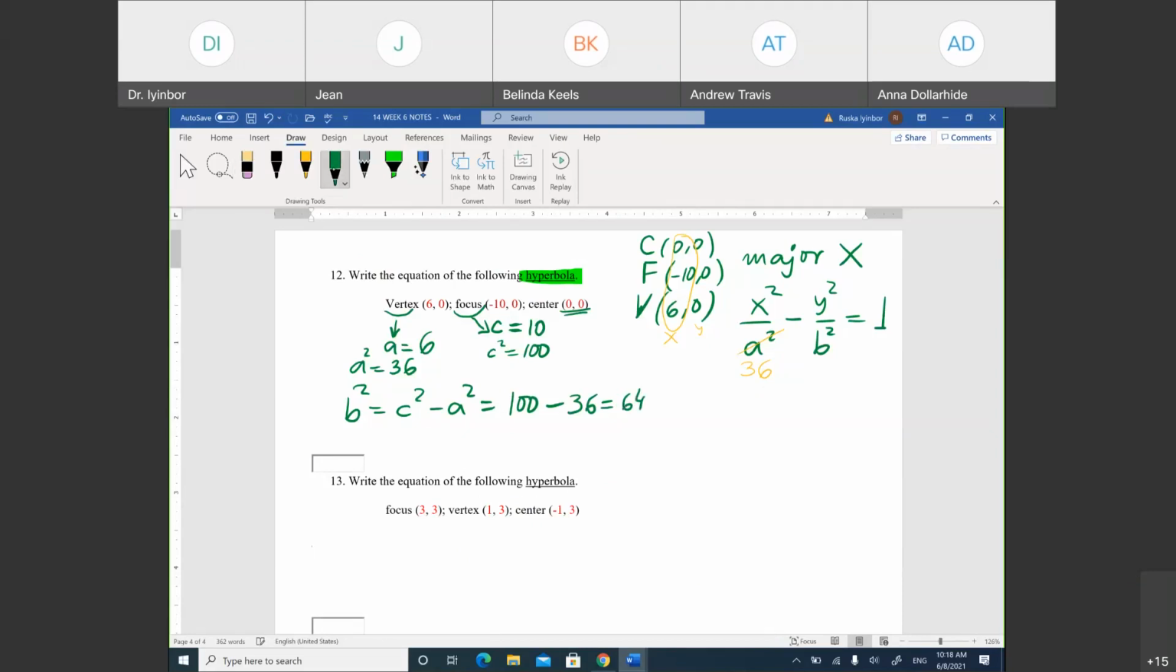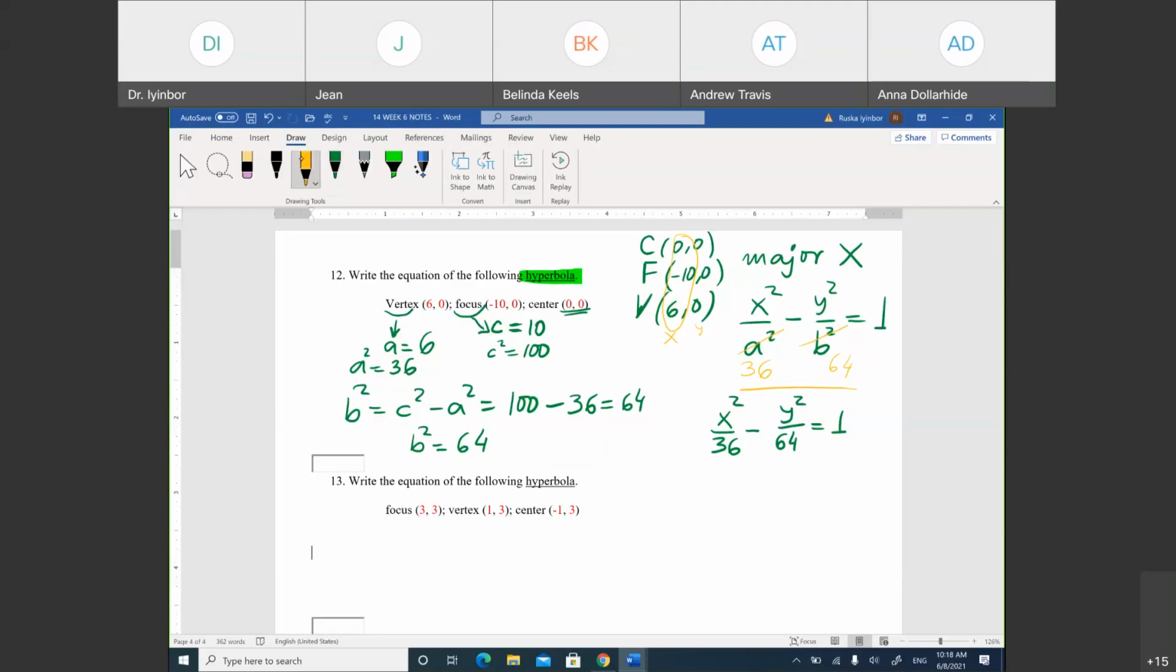Okay, so we found that B squared is 64, and you're going to replace the B squared with 64. Then you just rewrite the equation. So my answer is going to be x squared over 36 minus y squared over 64 equals 1. And this is what you're going to put in your answer box.